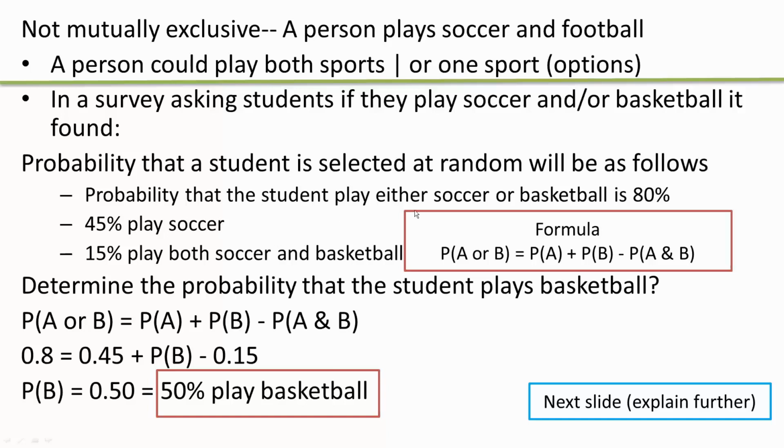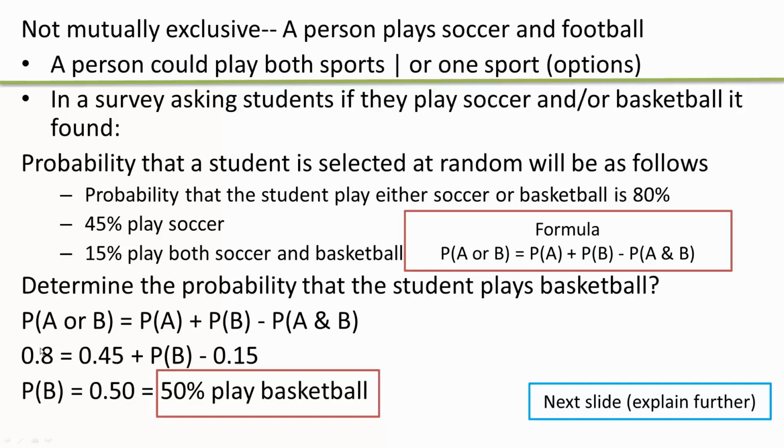For not mutually exclusive, the formula is this. Probability of A or B is equal to the probability of just A plus probability of B minus probability of A and B. Using this formula, let's solve this problem. Determine the probability that the student plays basketball. So probability of A or B is 80%, because it says it right here: the student either plays soccer or basketball is 80%.